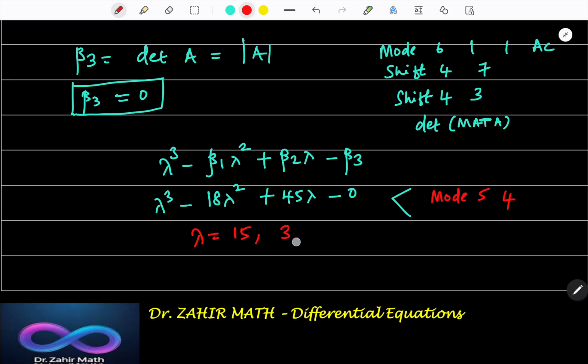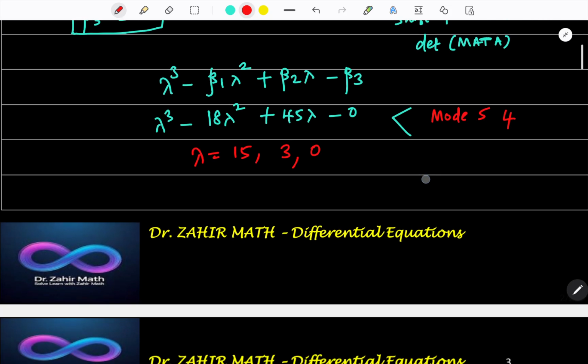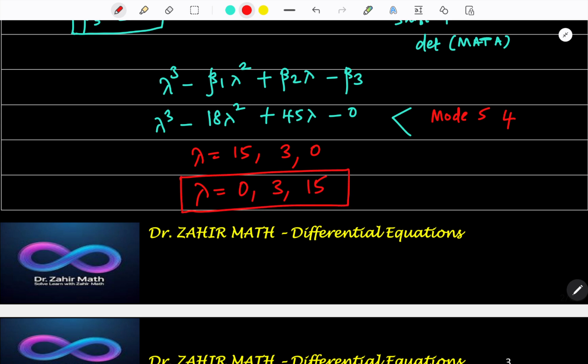Okay, and 3, and then you will get 0. Let me write in the order 0, 3, 15. Not necessary, but still I feel like this. Lambda 0, 3, 15. Okay, right. So this is your eigenvalue, right? This is your eigenvalue.